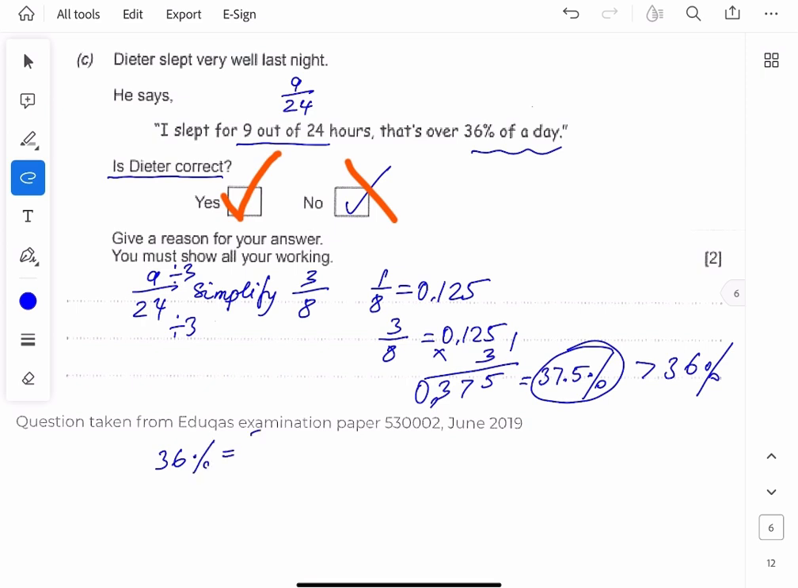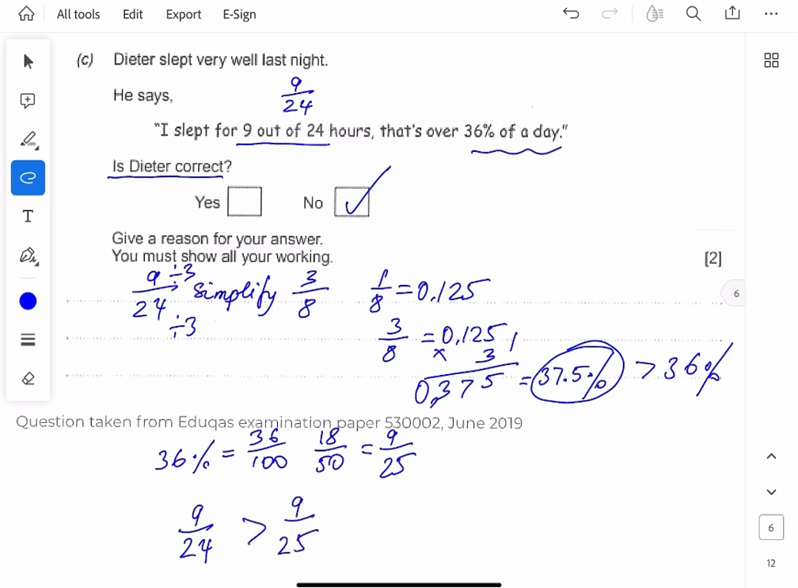Okay, so we can also use a different method. We can show 36% as 36 over 100, simplify it. So yeah, simplified it twice. So I get 9 over 25, and we're going to compare that to 9 over 24. So we can see 9 over 24 is bigger than 9 over 25.